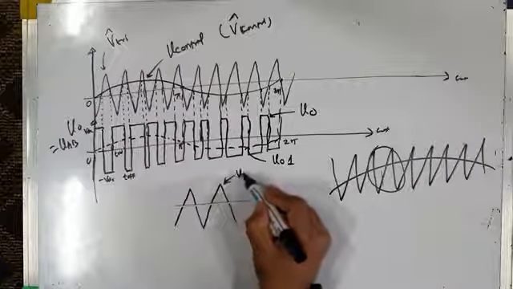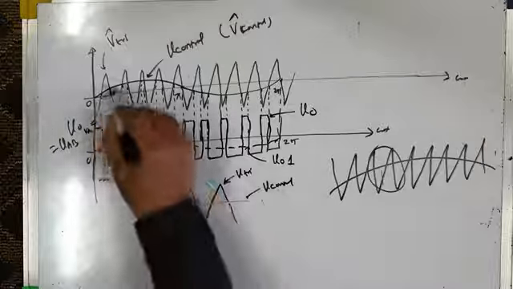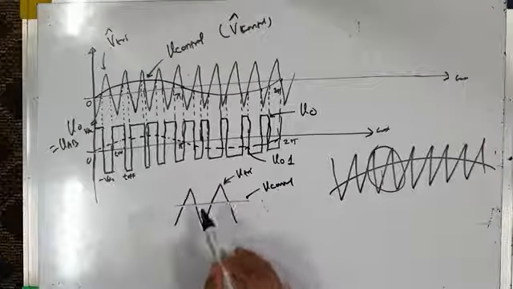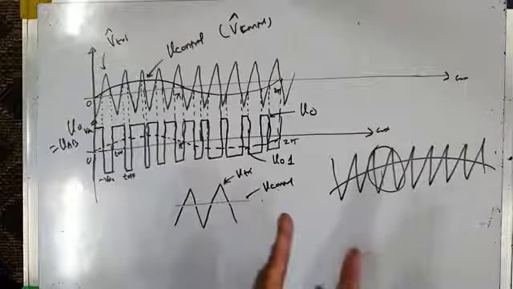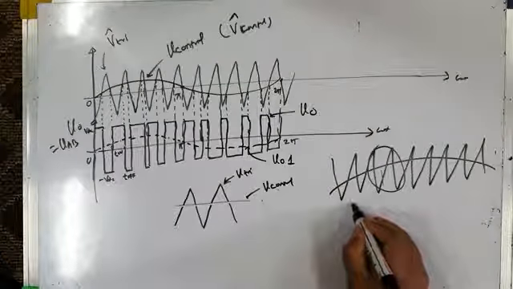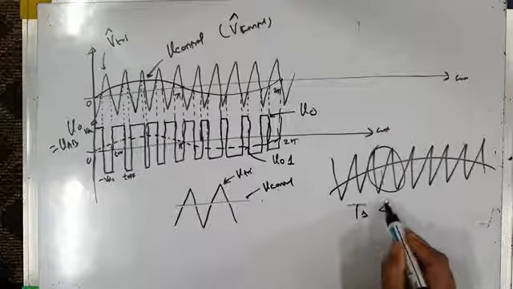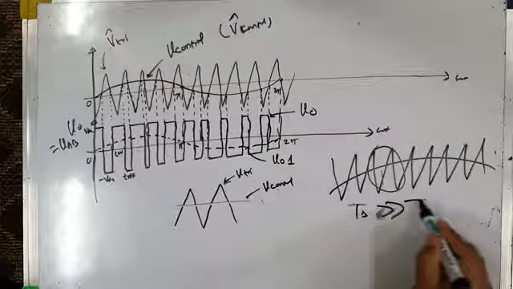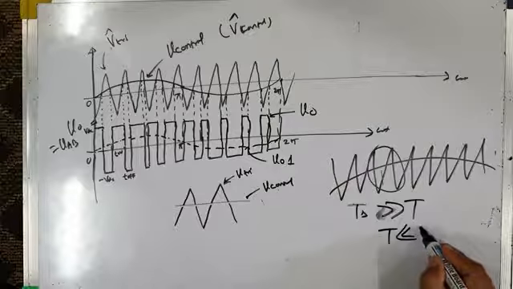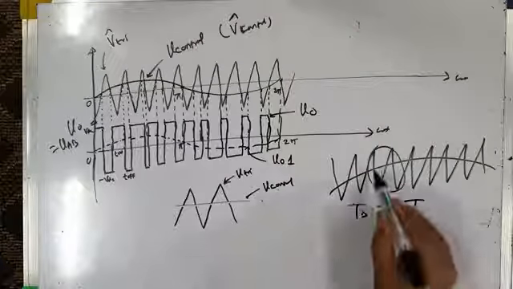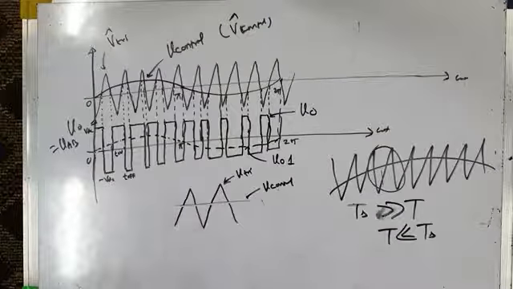This is V TRI and this is V control. V control is actually sinusoidal, but over one carrier cycle it will be almost constant because a large number of carrier cycles are there. Over this TS, the time period of the carrier wave is much greater than the time period of the reference sine wave. In other words, the reference sine wave's time period is much smaller than the time period of the carrier wave. So over one carrier cycle the reference sine wave will look like constant.